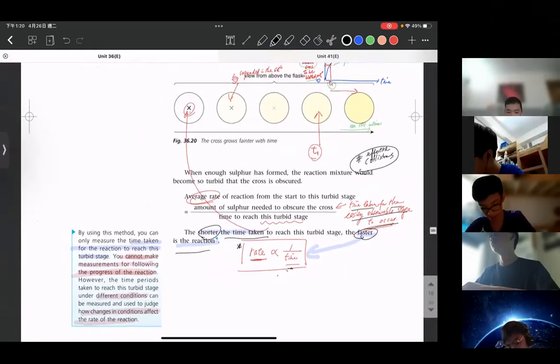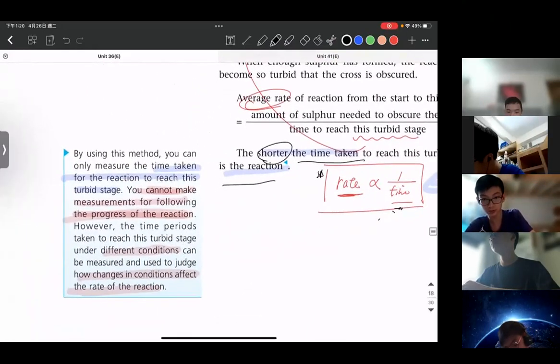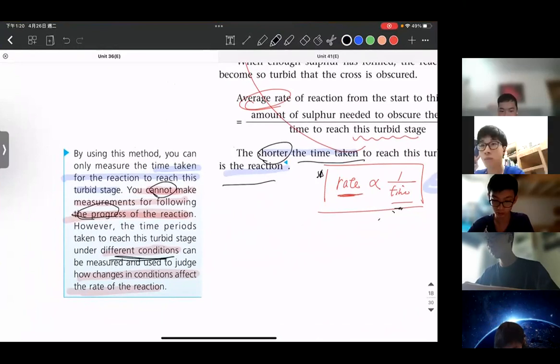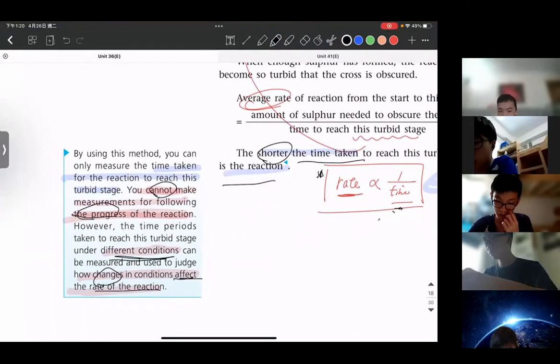Do you understand? By using this method, you can only measure the time taken for the reaction to reach the turbid stage, but you cannot keep track of the whole progress of the reaction. Okay? You cannot. So this method is useful in terms of comparing how different factors affect the rate of reaction.